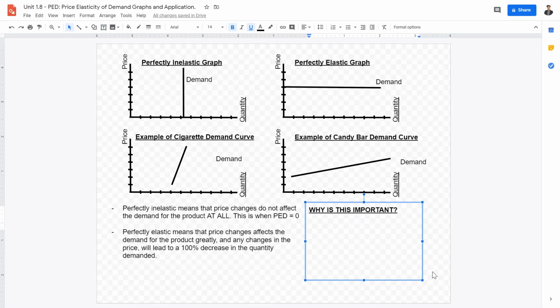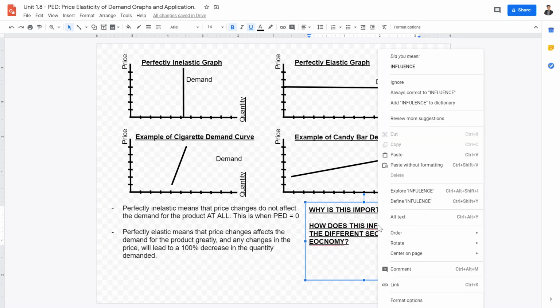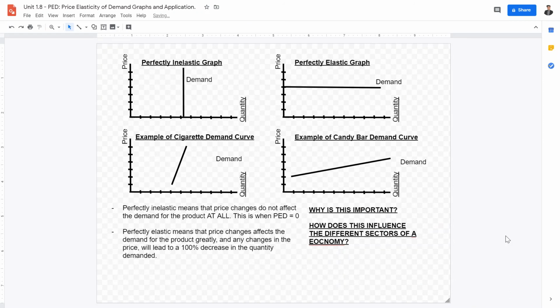Now that we know the graphs and what they mean, the question that you may have in your brain is why? Why is this important? And how does this influence the different sectors of the economy?